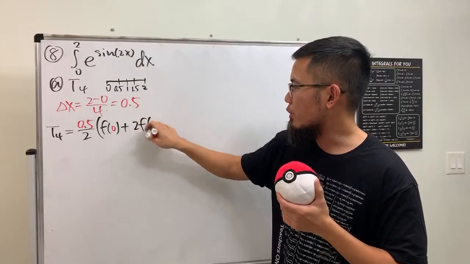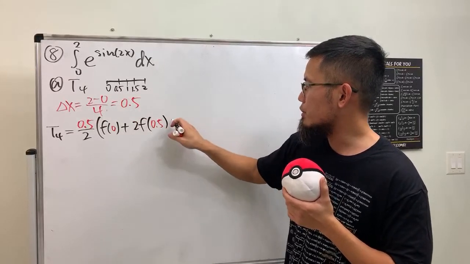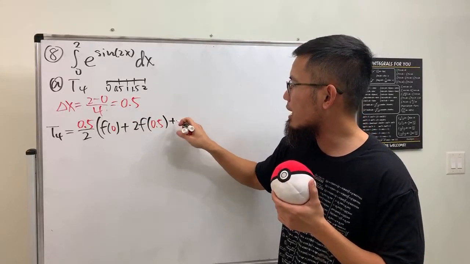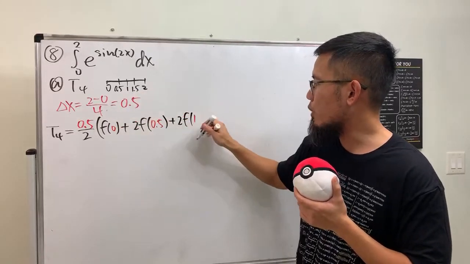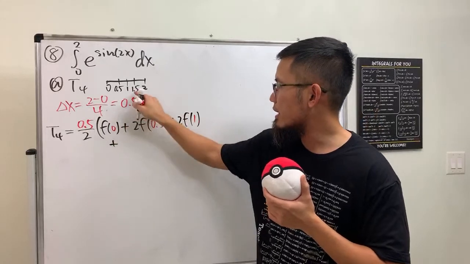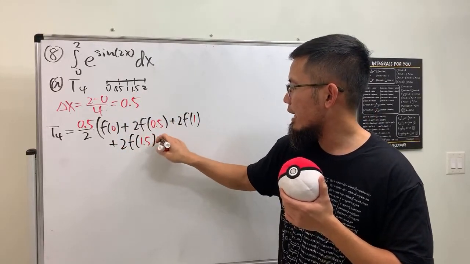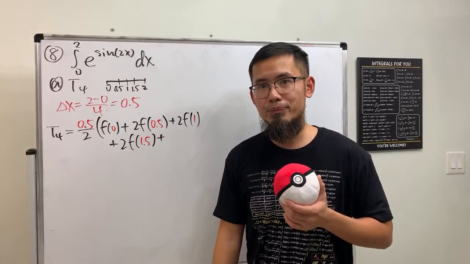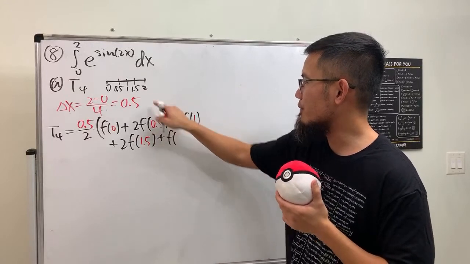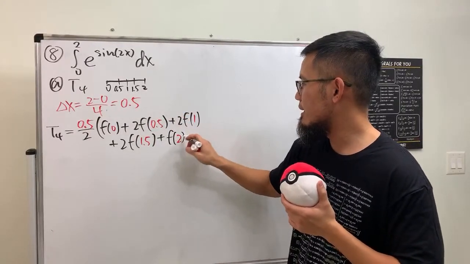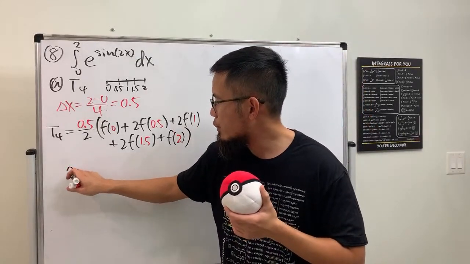And you enter the next x value, which is 0.5. And then let me just write down one more right here, plus the next one is 2 times f of the next x value, which is 1. And then the next x value is 1.5. And then the last x value, you don't need a coefficient, it's just 1. You just need to put an f of that. All right, just like this. Use a calculator to work it out.